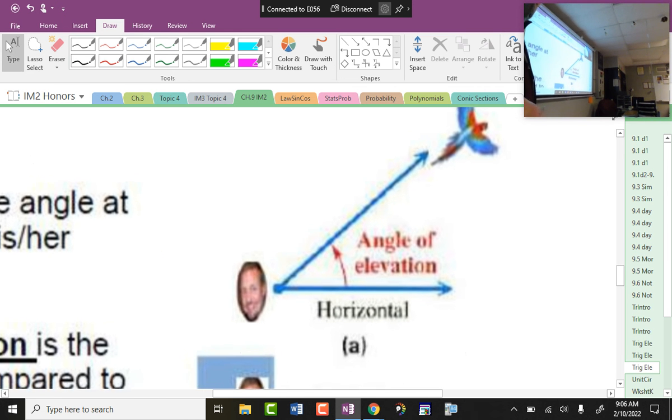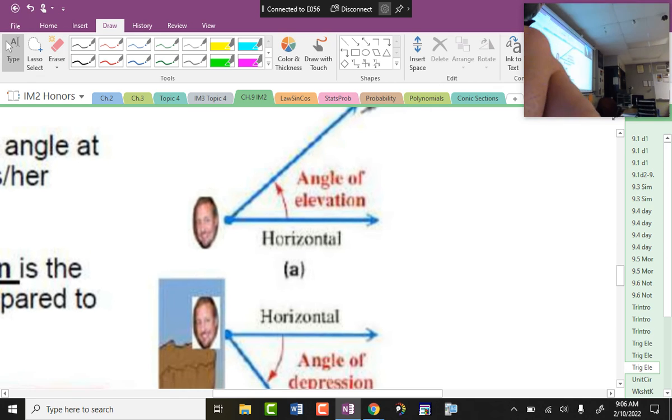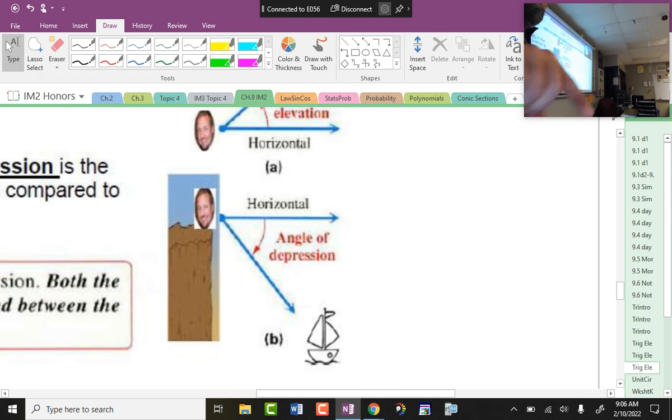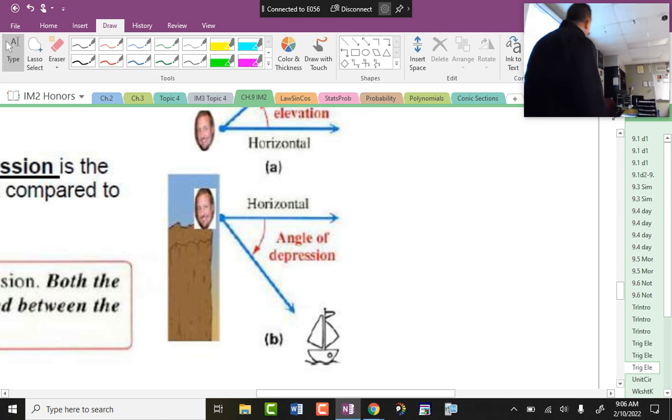And then here's an angle of depression. Mr. Samuelis on a cliff, looking down to a boat.